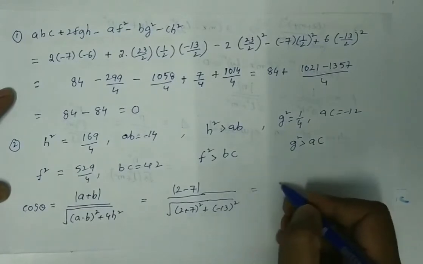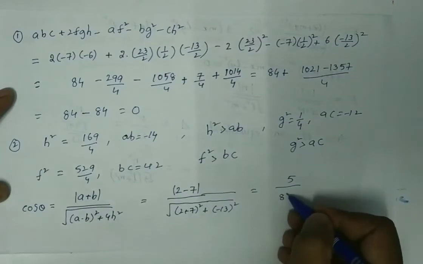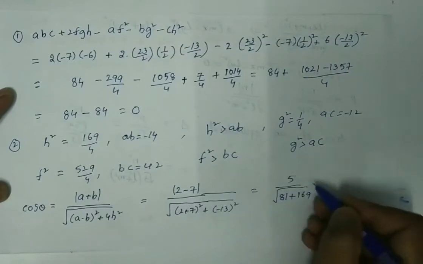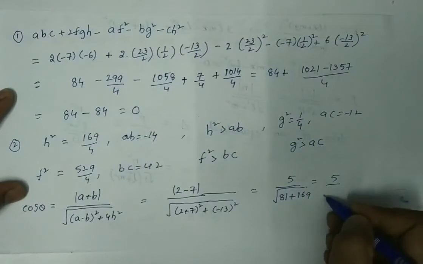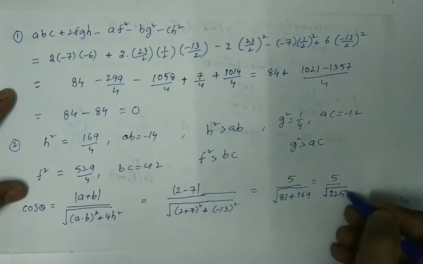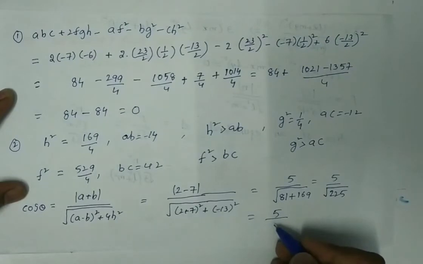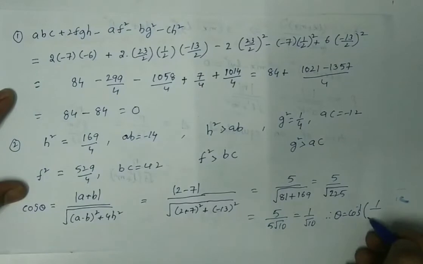Now this is equal to 5 by under root of (2 + 7 = 9, 9 square is nothing but 81, plus 13 square is nothing but 169). Okay, 5 by under root of 81 plus 169 is nothing but 225. So now this is equal to 5 by root of 225, and root of 225 can be written as 15. Therefore 1 by root 10. Therefore theta is equal to cos inverse of 1 by root 10.